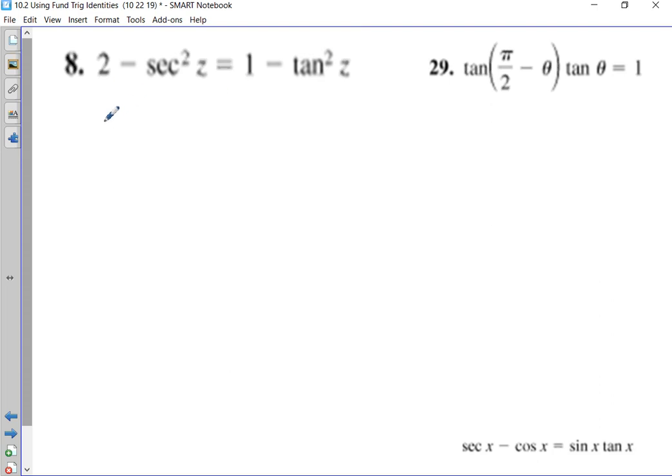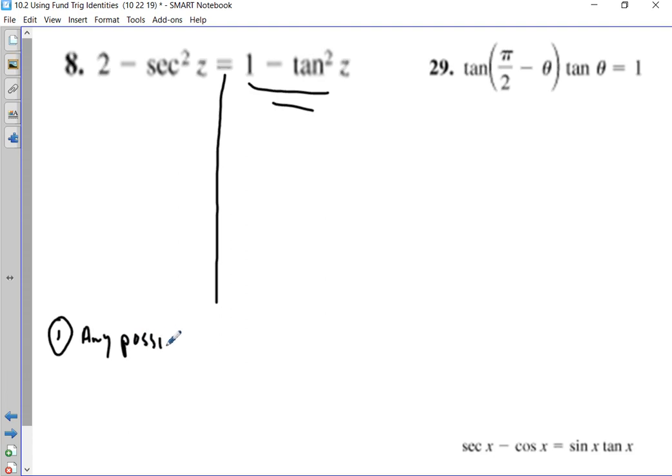Well, there are different strategies for going through here. In order to solve these, a lot of the strategies involve looking at what we are trying to get to on one side, and what we have. Many times, the first thing you want to do is see if there are any possible identities.